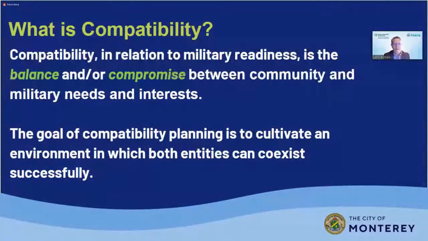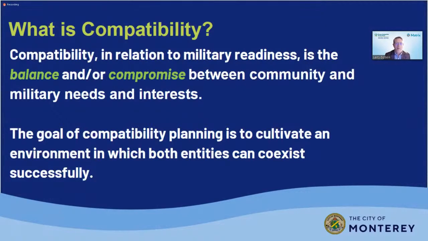Well, I'll skip to what compatibility is. Hans introduced the topic with that. It's a balance between requirements for the presence of military installations and surrounding defense communities. It initially started as a program within the Department of Defense looking at encroachment issues, which were really land development issues, or development towards military installations and the kind of friction that can occur in those situations.